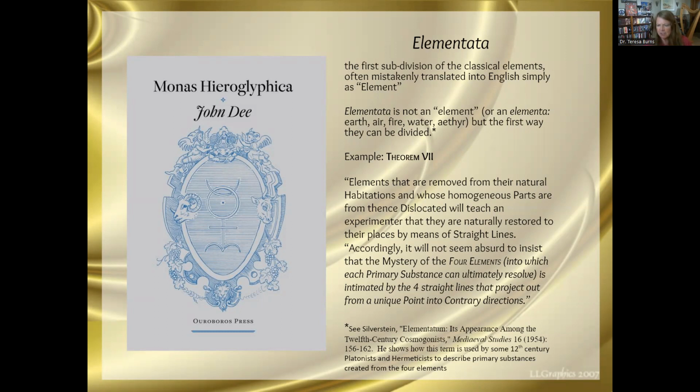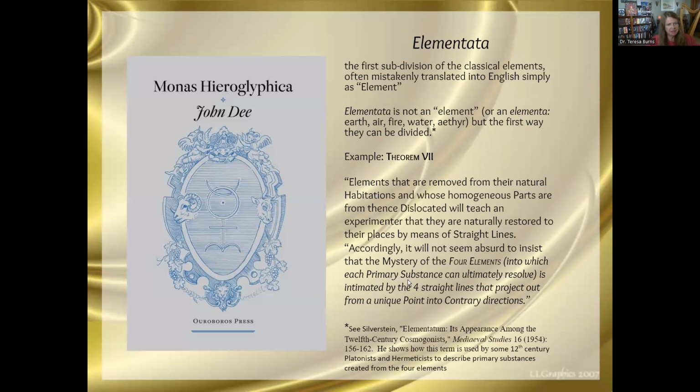He says, accordingly, it will not seem absurd to insist that the mystery of the 4 elements into which each primary substance can ultimately resolve is intimated by the 4 straight lines that project out from a unique point into contrary directions. Okay, I will explain this whole theorem in a video in my class in John Dee's Hieroglyphic Monad. The playlist for that is below. But what I'm interested in is this primary substance. We translated it as primary substance, not element, because the word he's using is elementata.